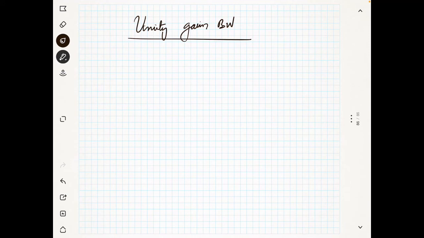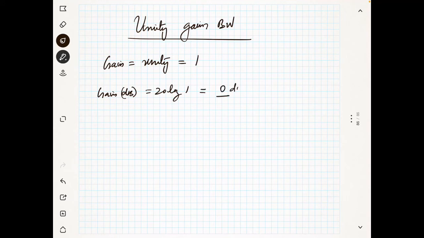So unity gain means what? Suppose the gain is unity, and what is unity? Unity means it's 1. What is 1 here in dB? So gain in dB I can say is 20 log 1, and log 1 is actually 0, so this becomes 0 dB. So both are the same, both are equivalent.